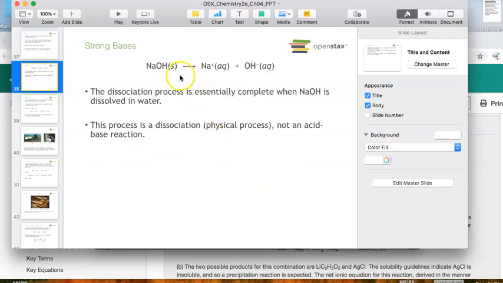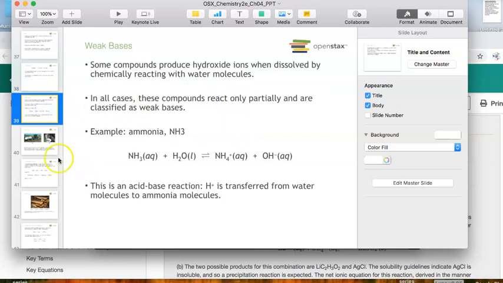And here's an example of sodium hydroxide breaking down into ions, sodium and hydroxide. The dissociation process is essentially complete when sodium hydroxide is dissolved in water. The process of dissociation is a physical process. It's not an acid-base reaction. It's just a breakdown of the strong base.